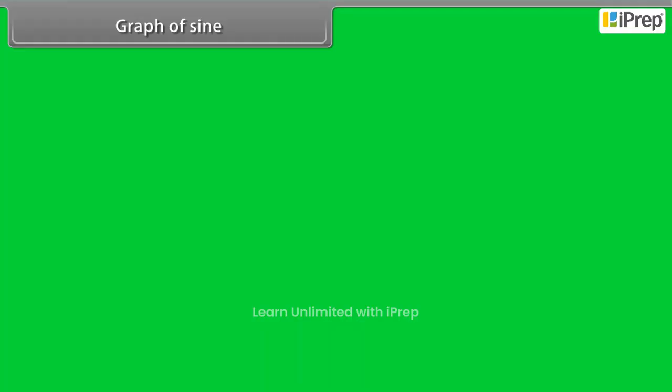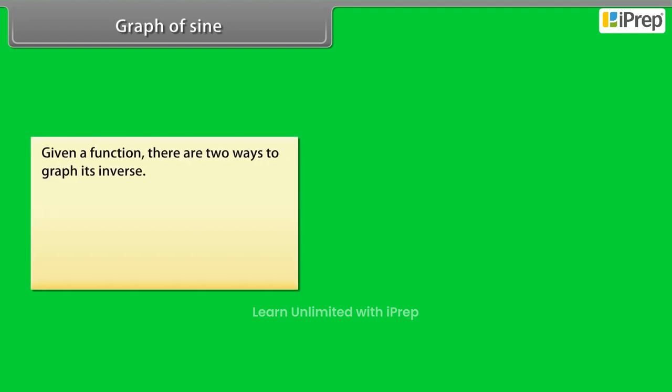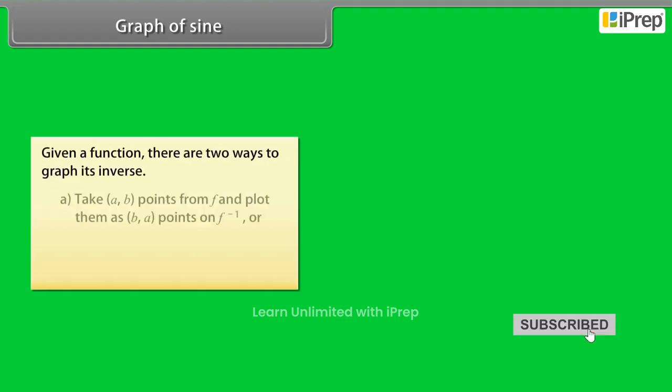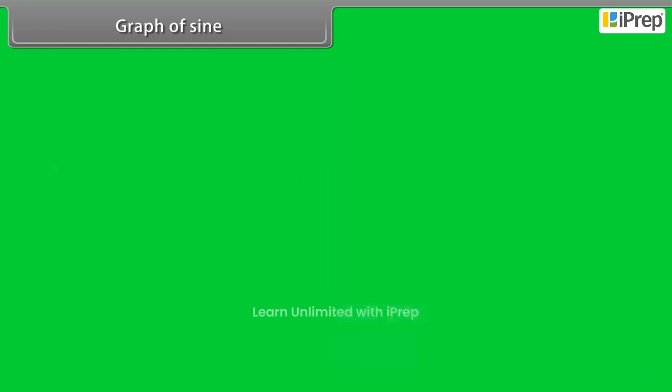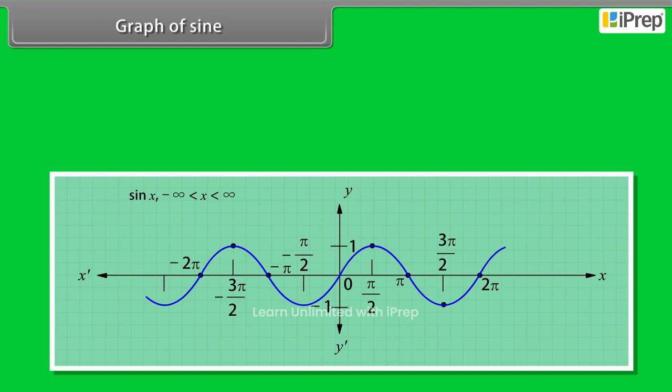Graph of Sine. Given a function, there are two ways to graph its inverse. First, take (a, b) points from f and plot them as (b, a) points on f inverse. Or, second, rotate the graph of f about the line y equals x. We will begin this discussion by finding the inverse of the sine function.